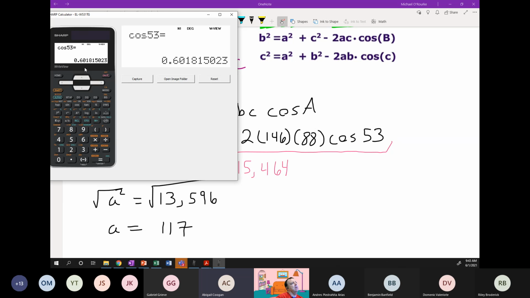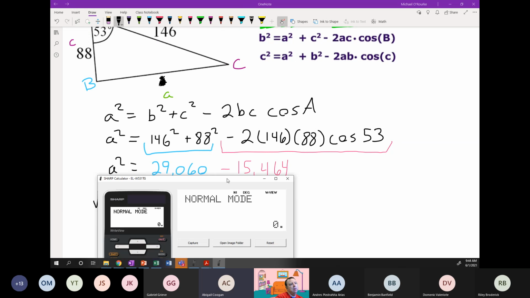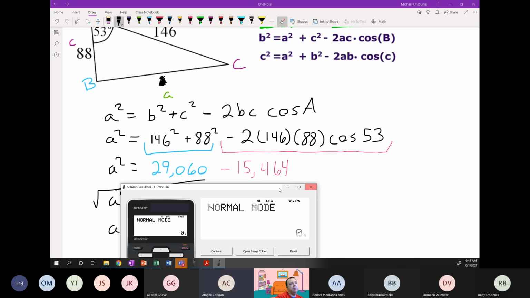Okay. What happens if, okay, do this. Go 53 and then press cos. Then press equals. What do you get? 0.60185. Yeah. So you need to type it in backwards. Okay, so I want you to type it in like this. Go 53, then cos, then times 88, times 146, times -2. Negative 15464 point whatever. Yeah, so we got the right answer now.